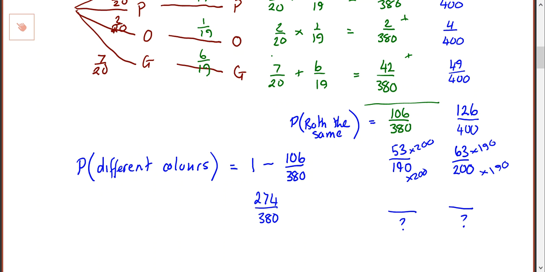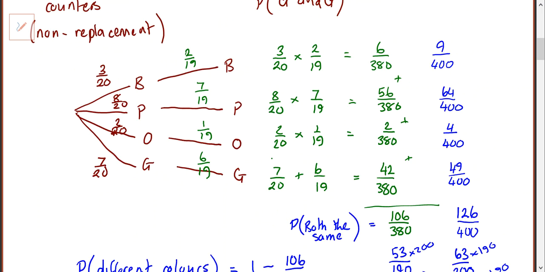3 times 200 is 10,600. 63 times 190 is 11,970. So I don't care about the denominator, I know they're the same, so I'm only interested in the numerator. So this is the larger one.